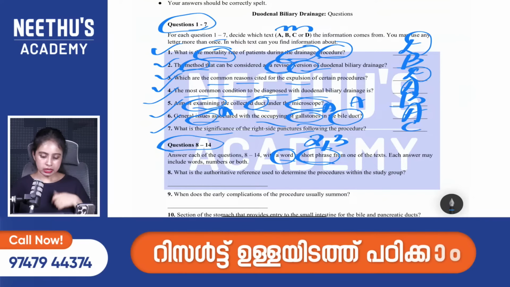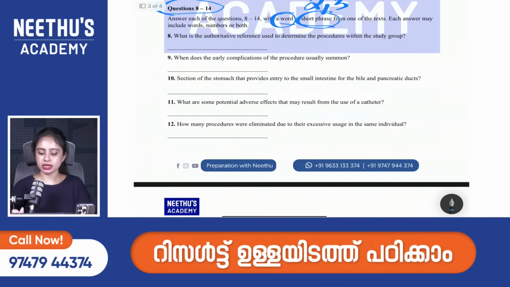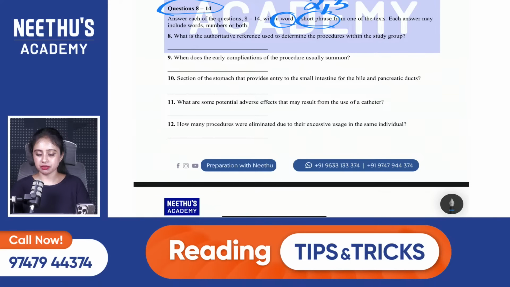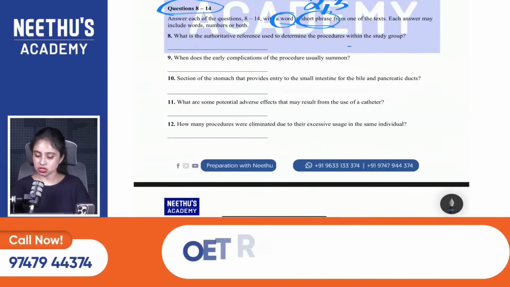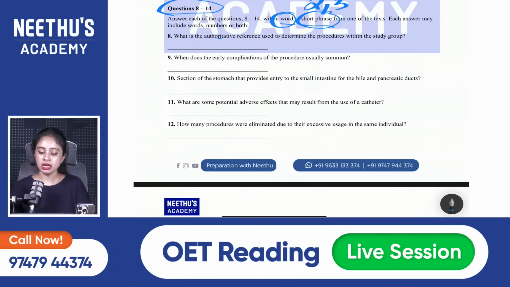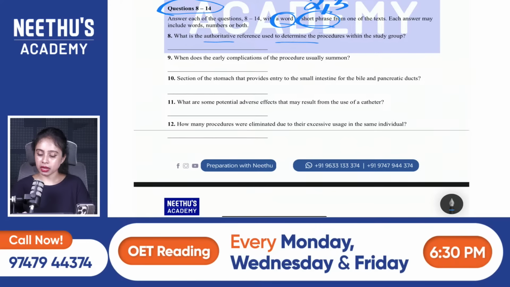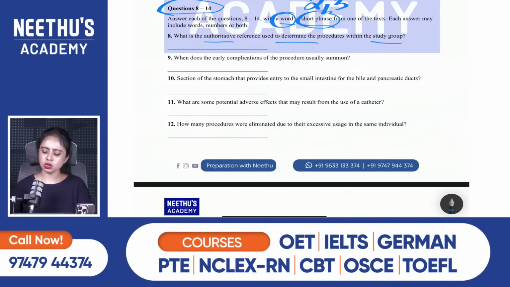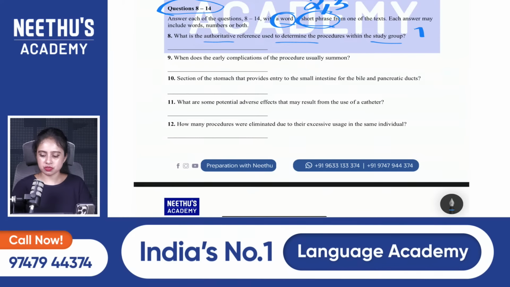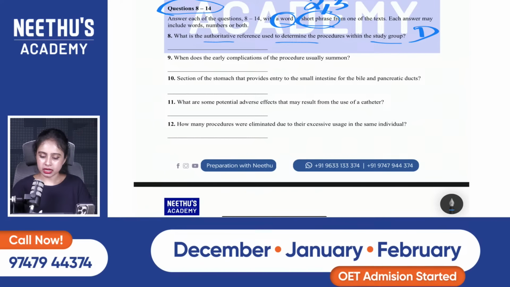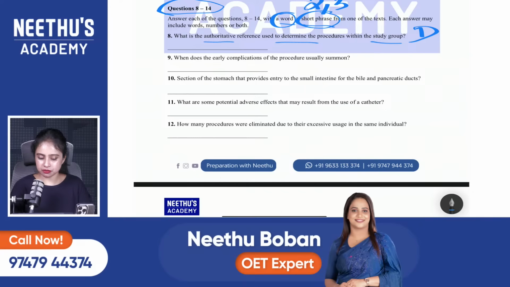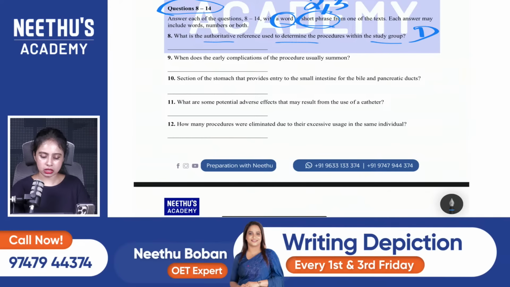Then 8 to 14, that is short answer questions. What is the authoritative reference used to determine the procedures within the study group? My keywords: authoritative, determine, study group. When I say study group, I think maybe the answer is from D. What is the authoritative reference mentioned there in text D? Any authoritative reference there?